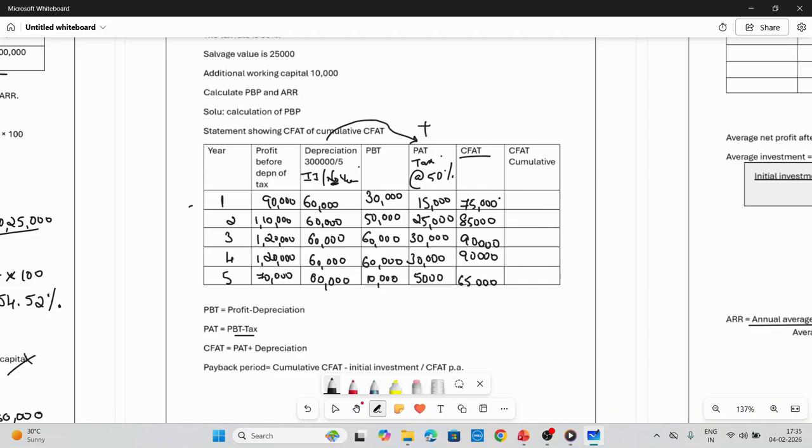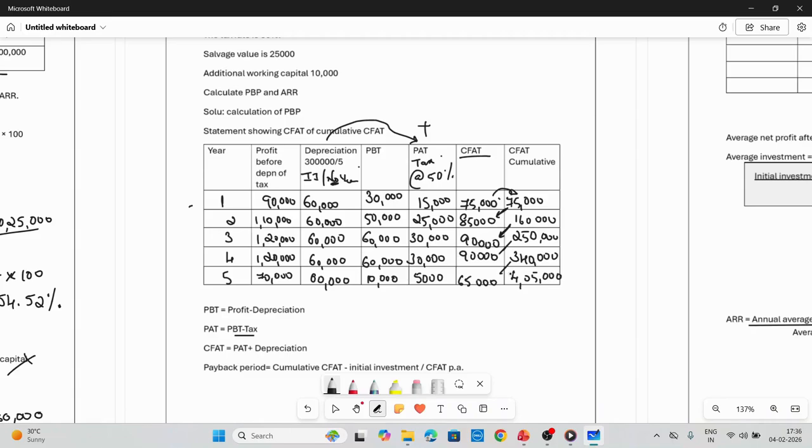Cumulative CFAT. Cumulative CFAT is nothing but addition of these two, these two, these two and these two. 75,000 you'll write as it is. 75,000 plus 85,000 is 1,60,000. 1,60,000 plus 90,000 is 2,50,000. 2,50,000 plus 90,000 is 3,40,000. 3,40,000 plus 65,000 is 4,05,000.